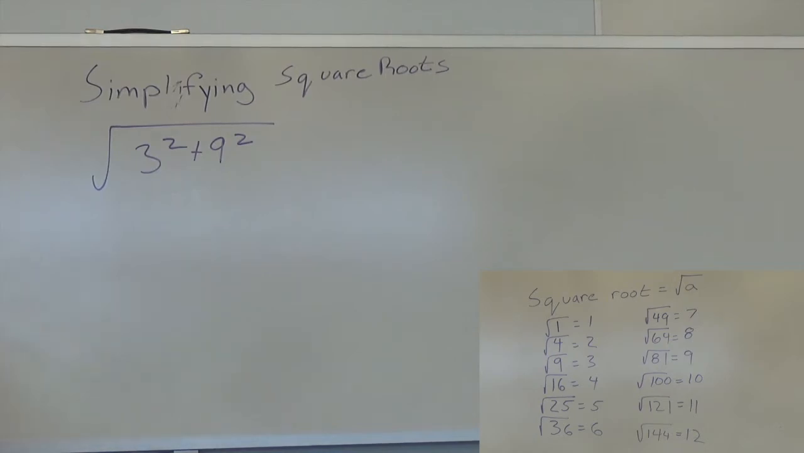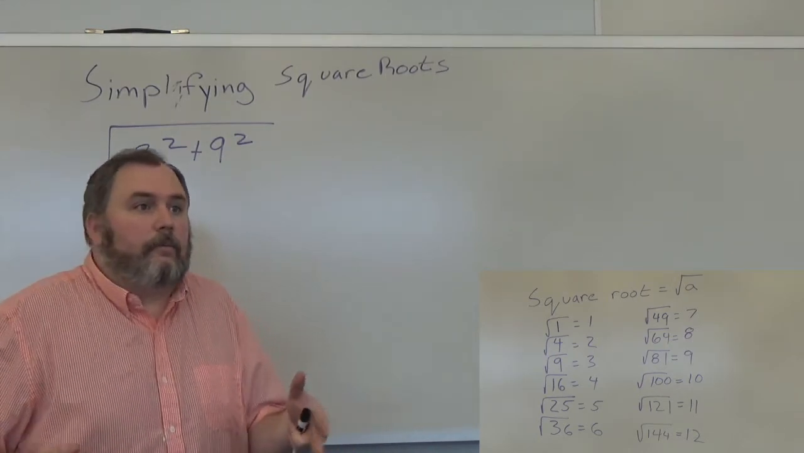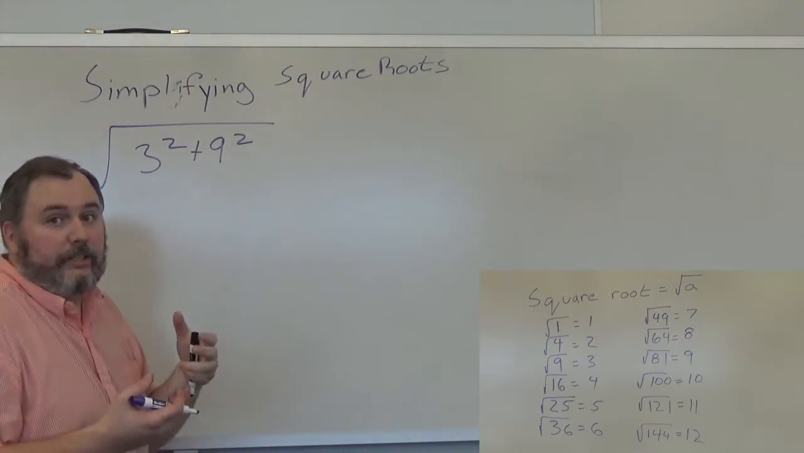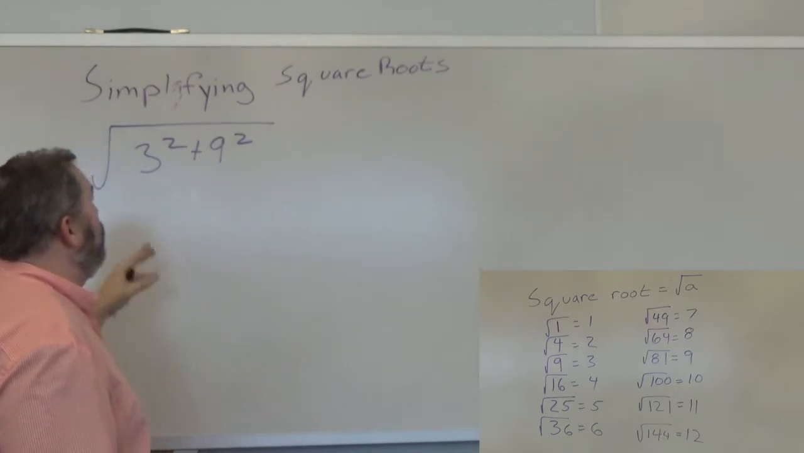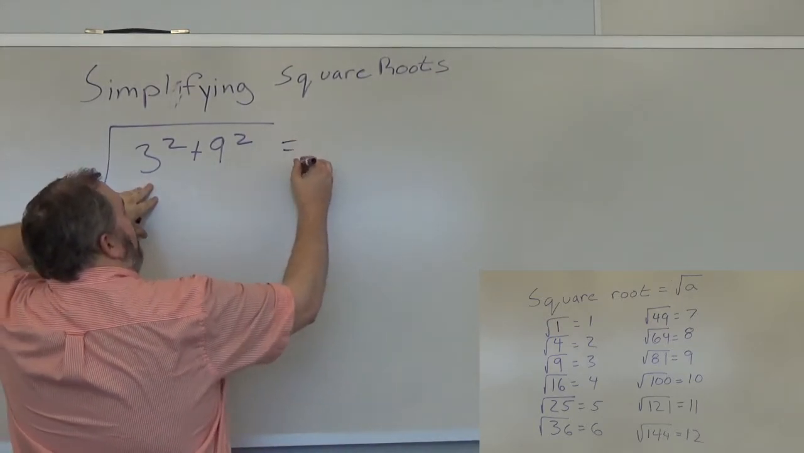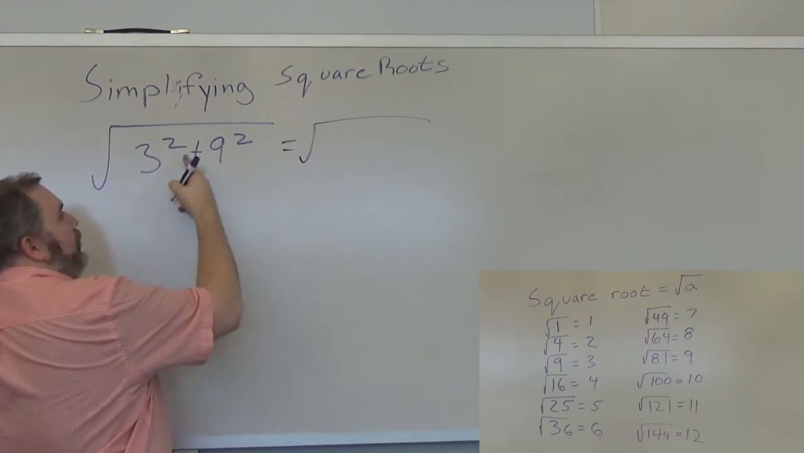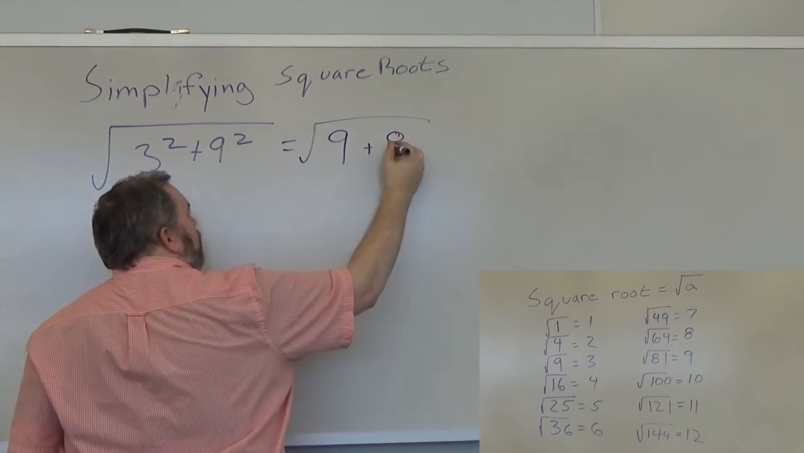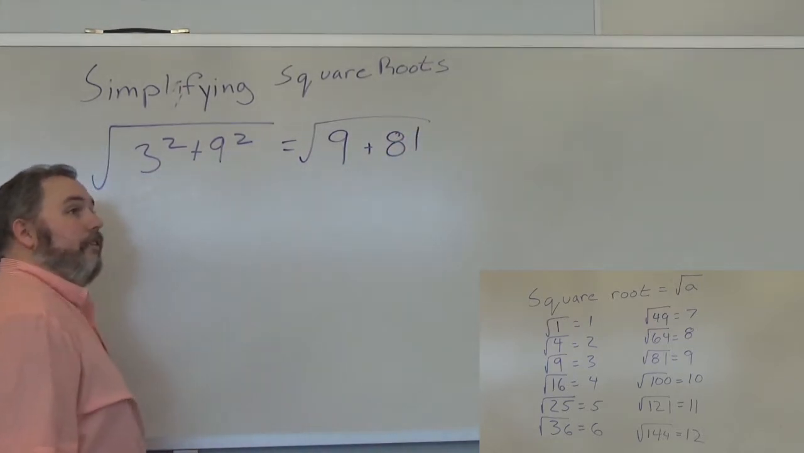Alright, last problem. Again, you might want to break this out and try to factor it, but you can't because we have to do everything under the radical sign first before we try to simplify. So we need to work with our exponents first. So we can really say that this is equal to 3 squared, which is 9. 9 squared is 81. So we have the square root of 9 plus 81.